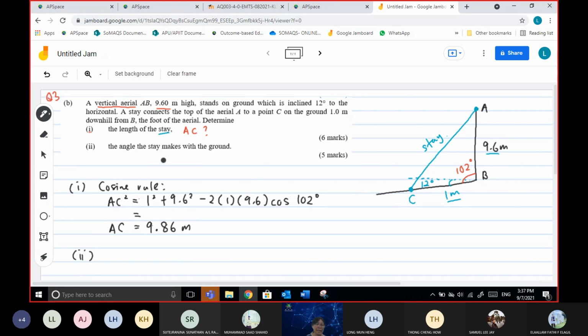Okay, part 2, the angle the stay makes with the ground. So you need to find the angle of C. The 12 degrees is actually for this one, right? So now you need to find the angle for C. That means you need to find this angle. So to find the angle C, you can use the sine rule this time.